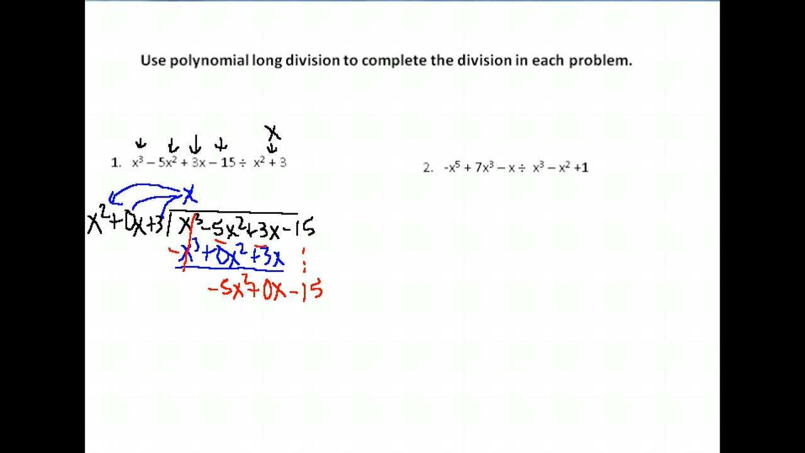Now I look at my front terms again and I say, okay, what do I have to multiply x squared by to make it equal negative 5x squared? Well, to get the negative 5, I'm going to have to multiply by a negative 5 up here. And to get x squared, well, I already have an x squared, so all I have to multiply by is negative 5. Go ahead and distribute now. So I take negative 5 times each term and write the result down below. Negative 5 times x squared is negative 5x squared, just like I wanted. Negative 5 times 0 is 0x, and negative 5 times 3 is negative 15.